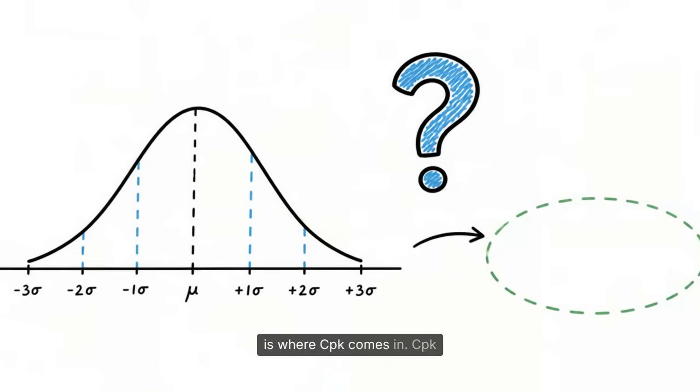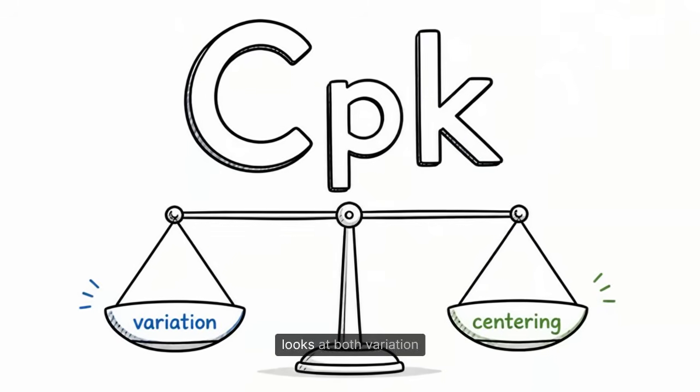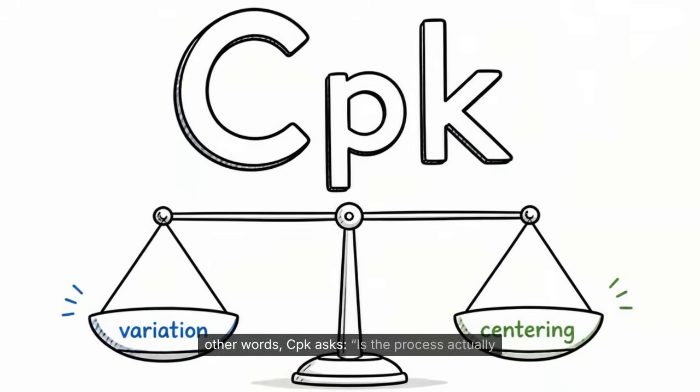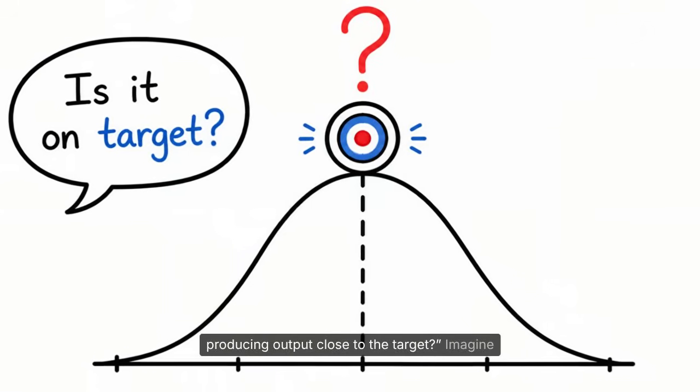That is where CPK comes in. CPK measures actual capability. It looks at both variation and process centering. In other words, CPK asks, is the process actually producing output close to the target?